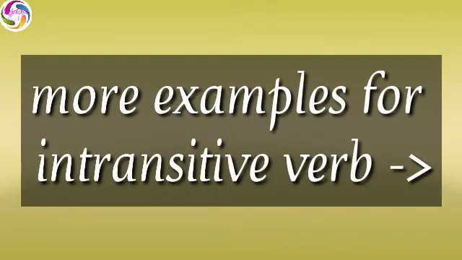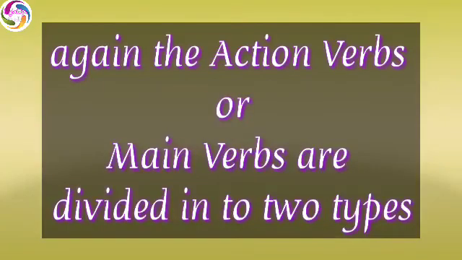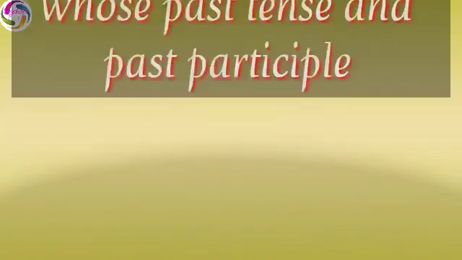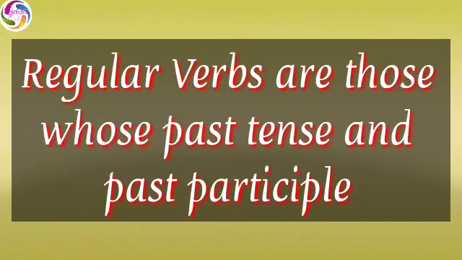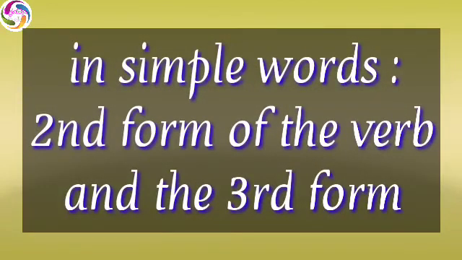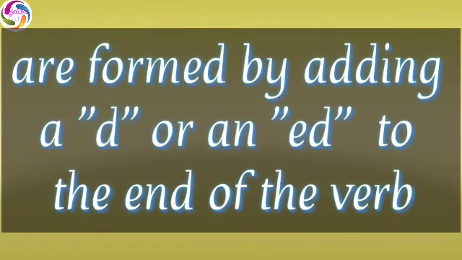And if you need more examples for intransitive verbs, here are some: arrive, go, lie, sneeze, sit, die, etc. And again, these main verbs or action verbs are divided into two kinds. We normally use regular verbs and irregular verbs. The regular verbs are those whose past tense and past participles, in simple language, we can say the verb's second form and third form, are formed by adding a d or an ed to the end of the verb.